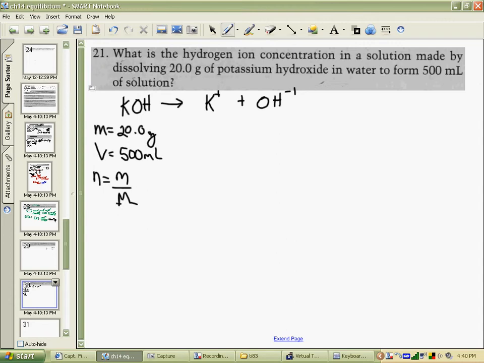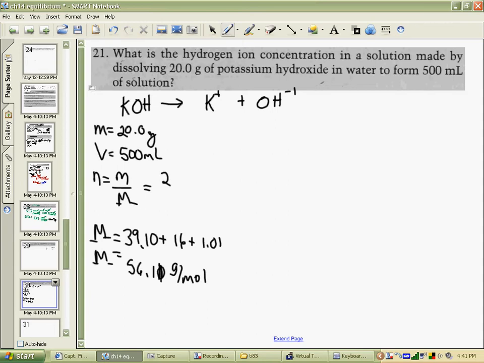The molar mass of potassium hydroxide is 39.10 for potassium, plus oxygen and hydrogen. So that is 56.10, maybe another one of that. So 56.11 grams per mole. So now we have 20 grams divided by 56.11 grams per mole. We can now deduce the number of moles.